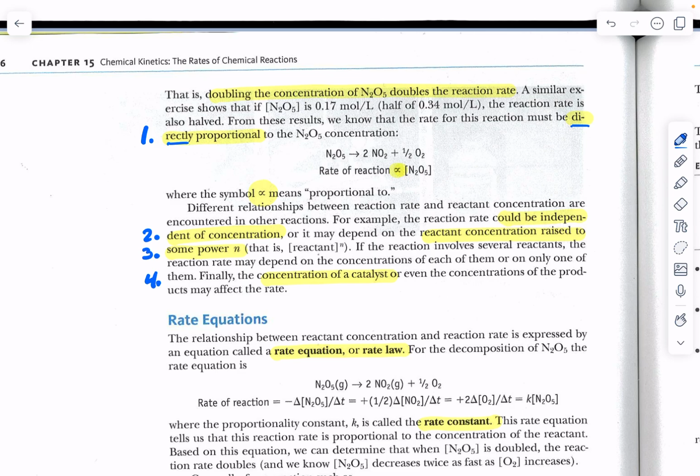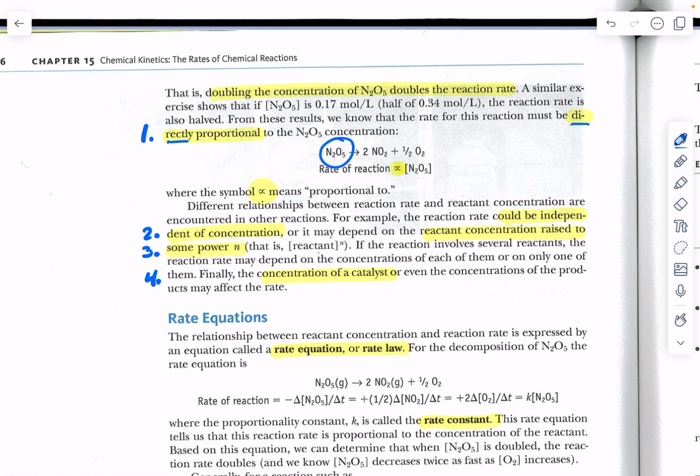We have four possibilities here. When we change the concentration, let's say that we double the concentration of dinitrogen pentoxide. Does that make the rate go faster, slower, or not change? And in this particular reaction, we would see that doubling the concentration doubles the rate. And you'd have to see this in a data table of the experimental results to prove this. In other words, they are directly proportional. Obviously, things can be proportional.